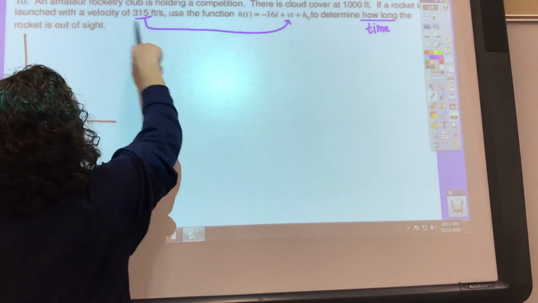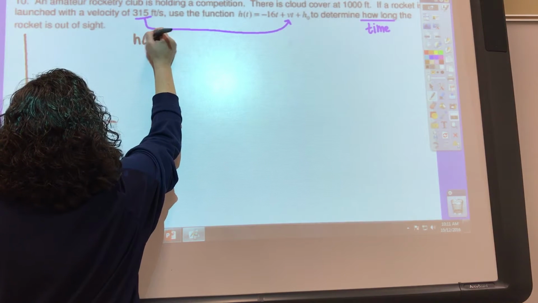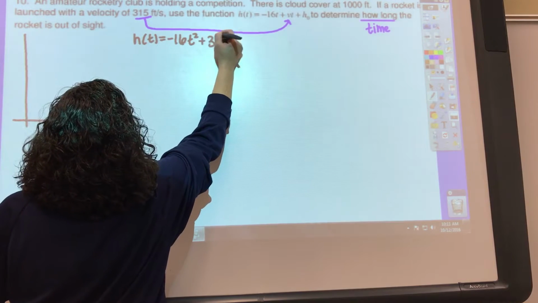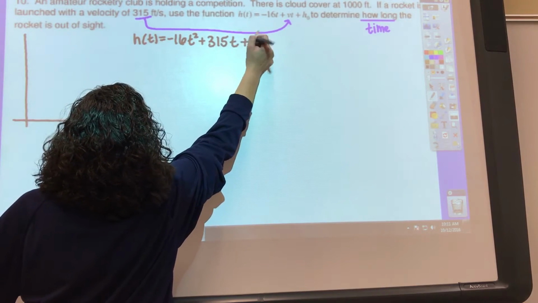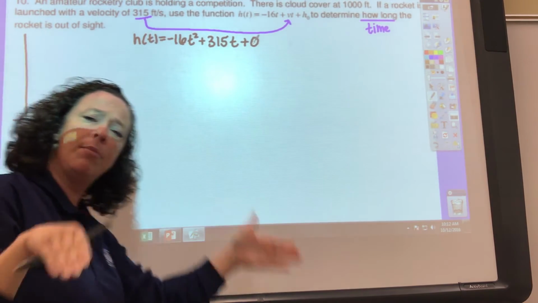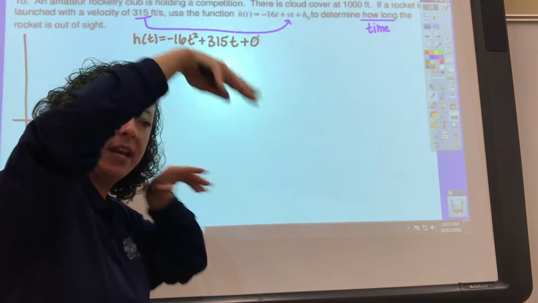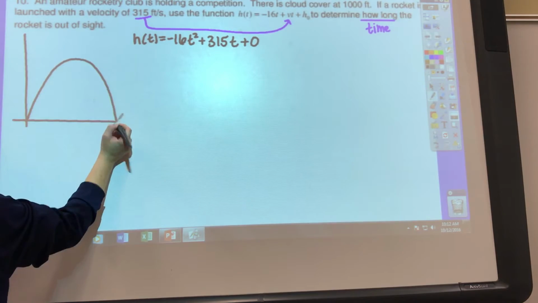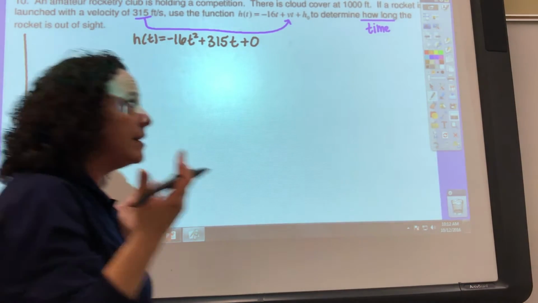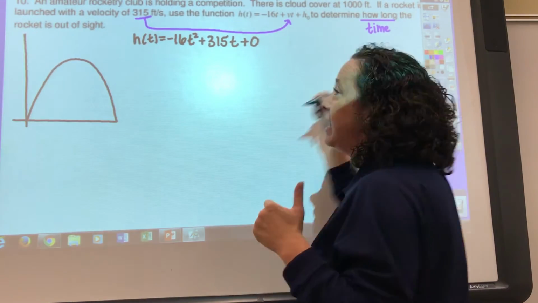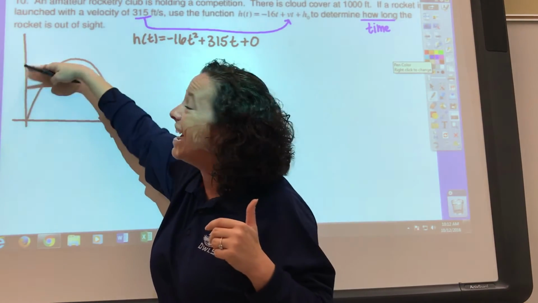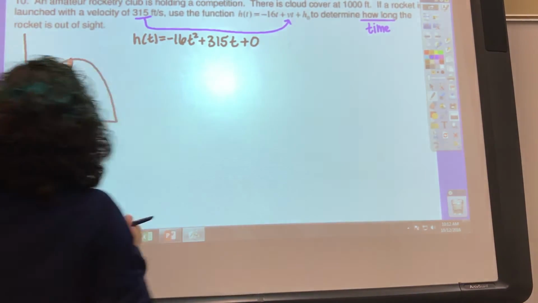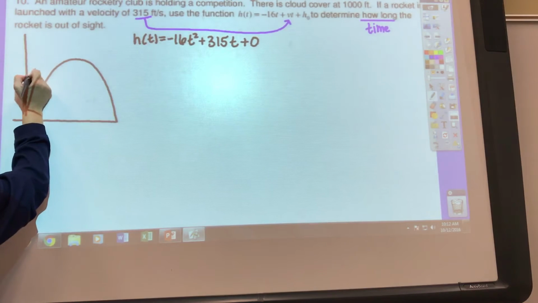So we know it is h of t equals negative 16t squared plus 315t plus 0. An upside down parabola, an upside down U, so an opening down parabola, starting height of 0, so it goes like this. Now, obviously there must be some cloud cover, and it must be within the height that the rocket reaches. It's not asking for the maximum height of the rocket, it's asking how long it's out of sight.